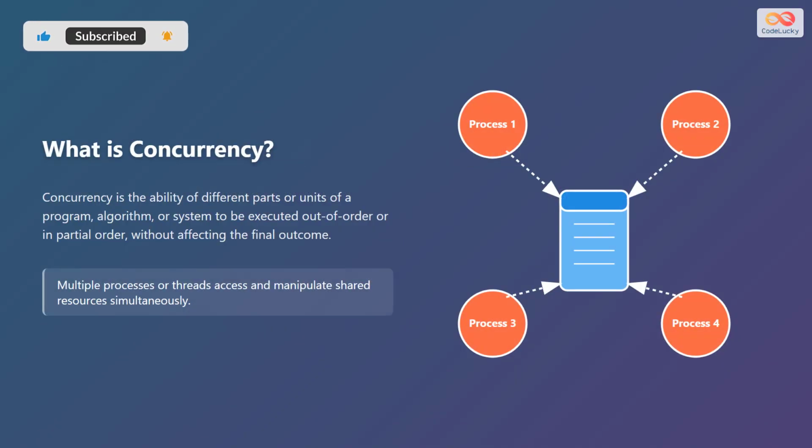Concurrency is the ability of different parts or units of a program, algorithm, or system to be executed out of order or in partial order, without affecting the final outcome. In simpler terms, it is when multiple processes or threads access and manipulate shared resources simultaneously. The diagram shown depicts multiple processes trying to access the database at the same time.